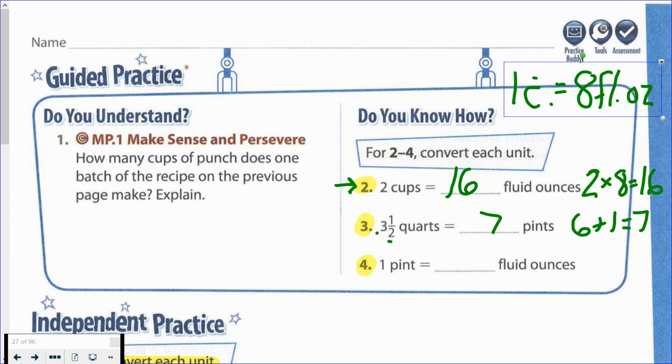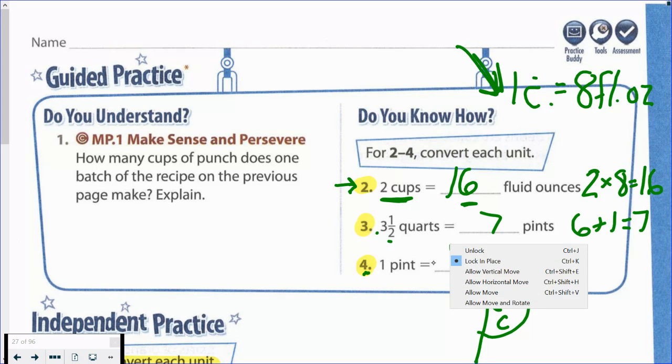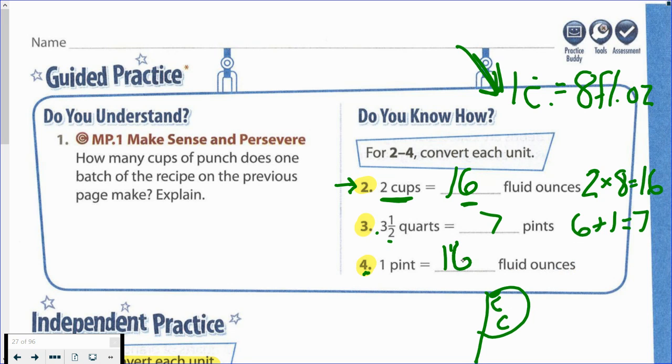So now at number 4, it gets a little more complicated. We're being asked to think about a pint to fluid ounces. So here's where this gets a little crazy. We know 1 pint has 2 cups. And we know what we wrote up here, 1 cup has 8 fluid ounces. So if 1 pint has 2 cups, 2 cups has 16 fluid ounces. So here again, our answer is 16.